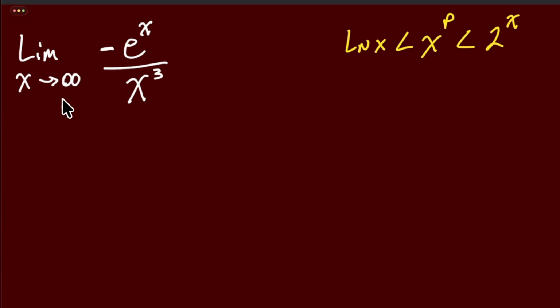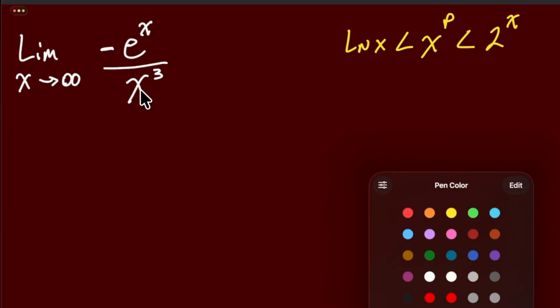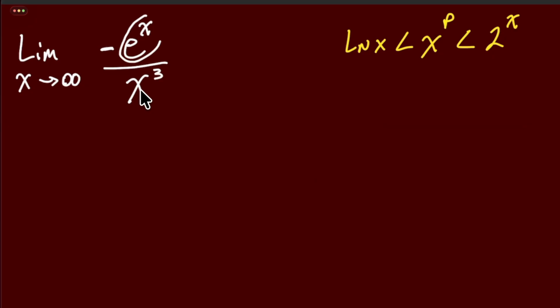Next, we have the limit as x approaches infinity of negative e to the x divided by x cubed. So we could use the list here and recognize that e to the x is a version of 2 to the x and will go faster than x cubed, which means the numerator will go to infinity, and then be turned into negative infinity. So that is your answer.